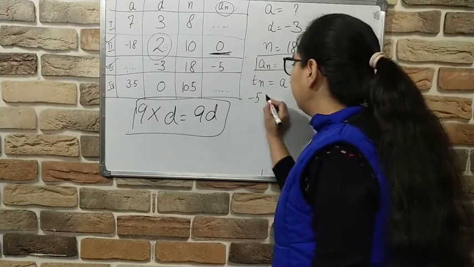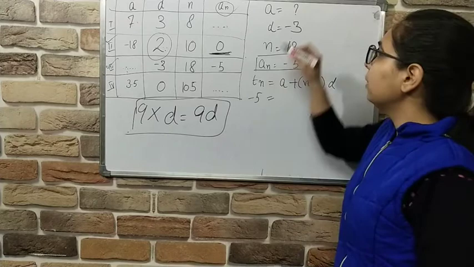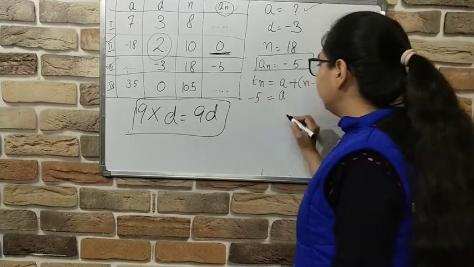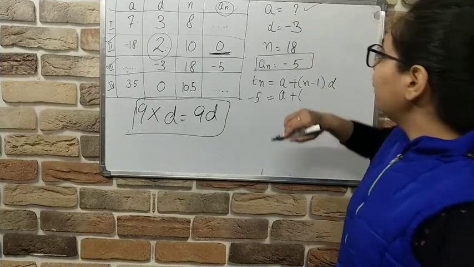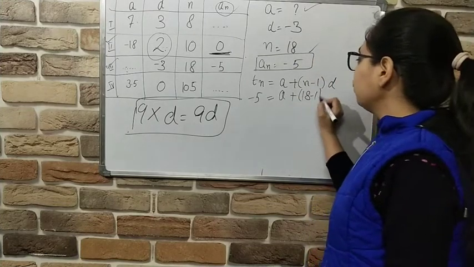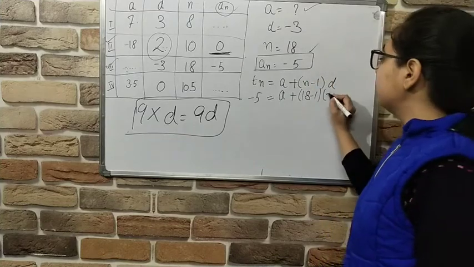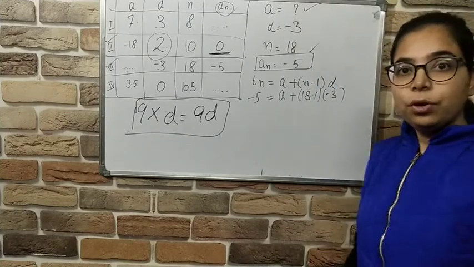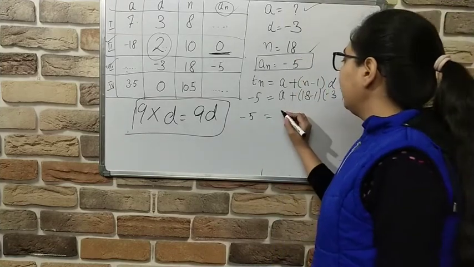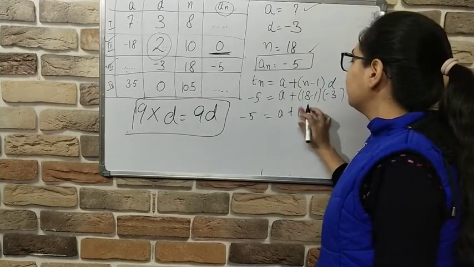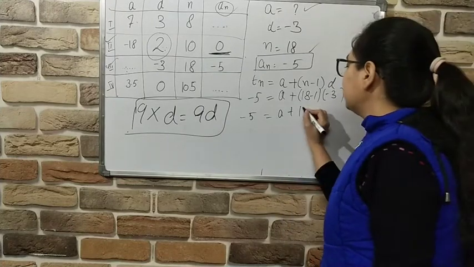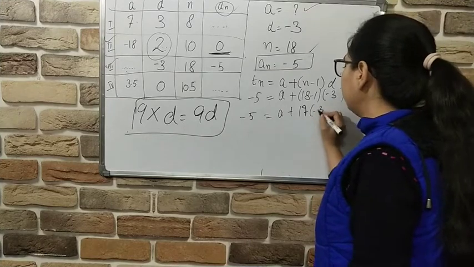Tn is given, which is equal to minus 5. Put it over here: minus 5 equals A. The value of A is missing, so put A as it is, plus N. What is N over here? N is 18. Put 18 minus 1 into D. What is D? D is minus 3. So minus 5 equals A plus 18 minus 1, which is 17, into minus 3.